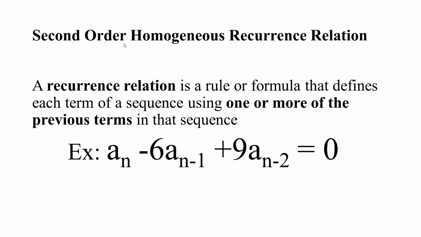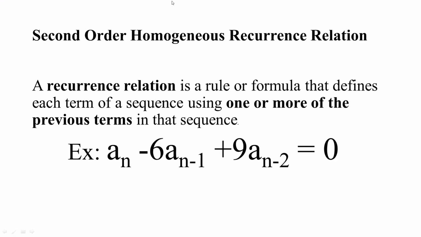In a recurrence relation, mainly the previous terms of that sequence are used, that is the nth term, the n minus 1 term, the n minus 2 term, and so on. Recurrence relation means the nth term, the n minus 2 term, and so on, mainly the previous terms of the recurrence relation.